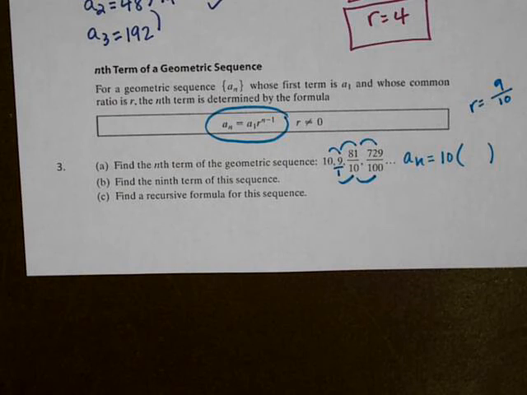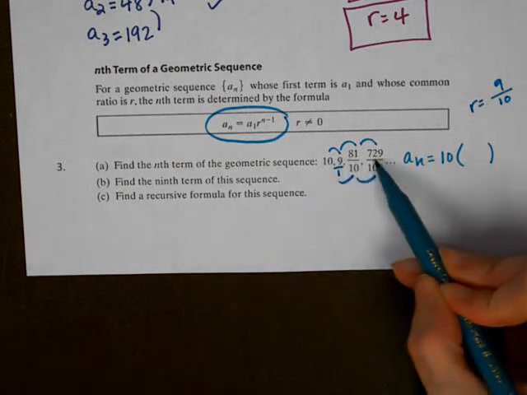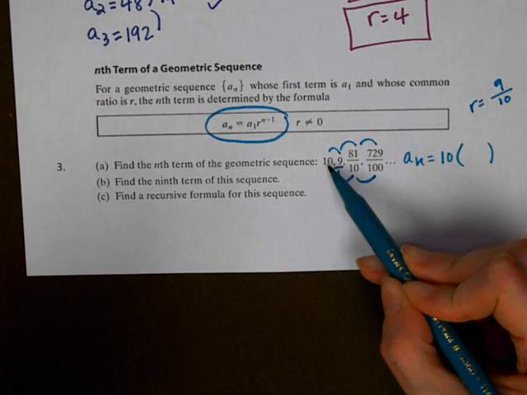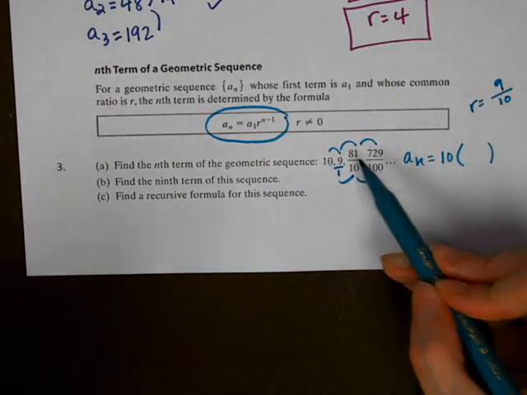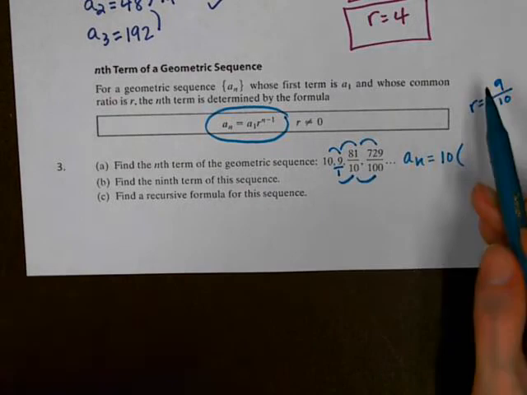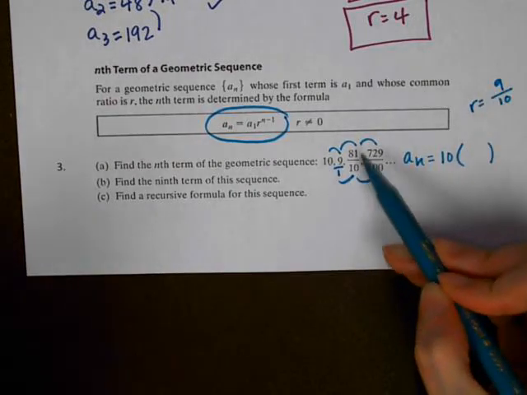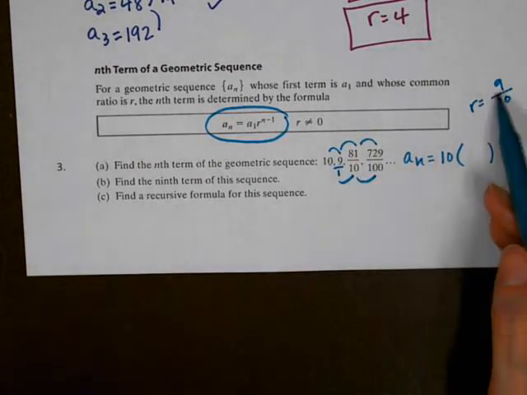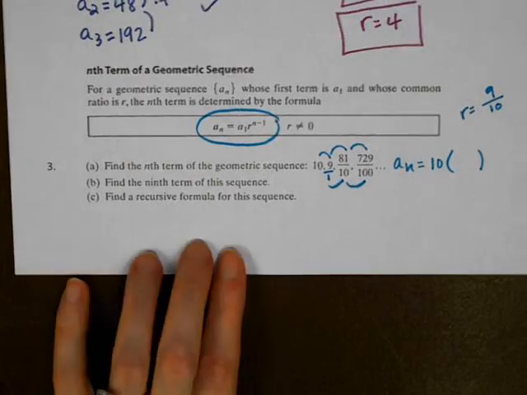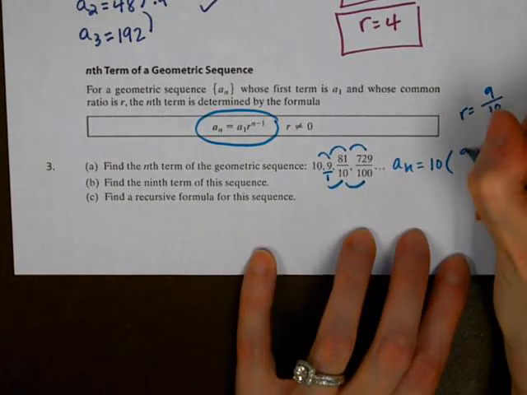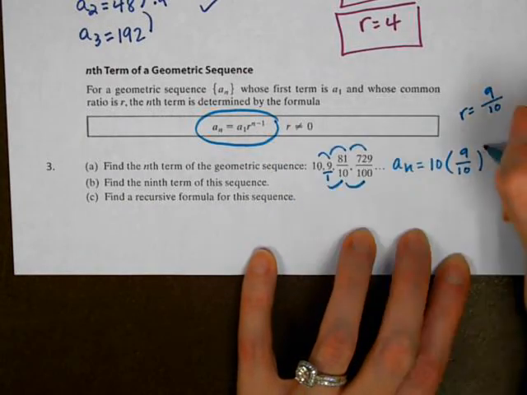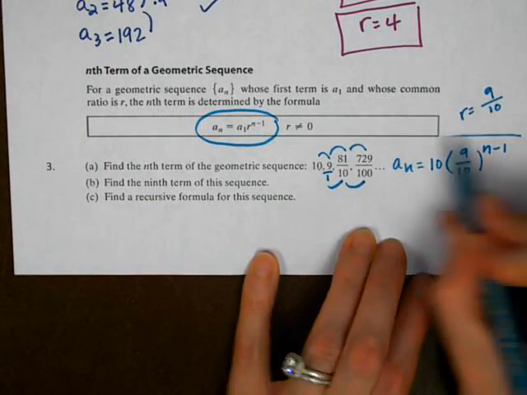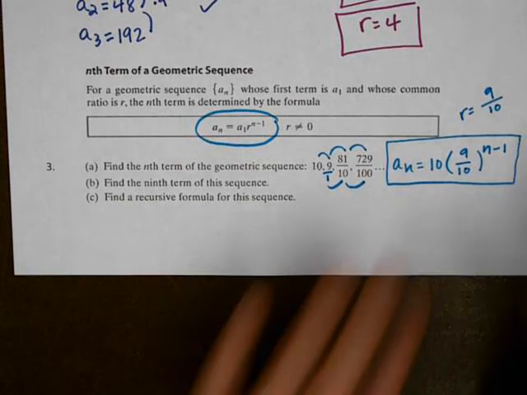Now you might say, okay, that looks good for these, but what about this one? Well, yeah, 10 times 9 tenths is actually just 9. And 9 times 9 tenths is 81 tenths. And 81 tenths times 9 is, okay, so I think we're good. r ends up being 9 tenths. And then to the n minus 1 power, there's nothing to do with that. That's your answer in terms of n.